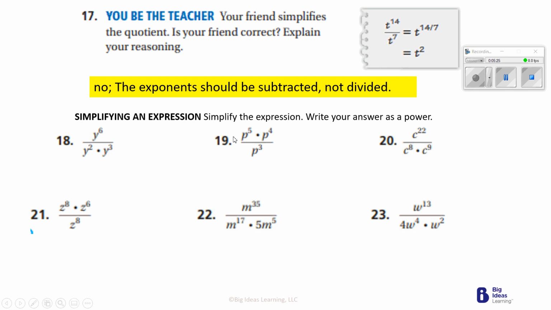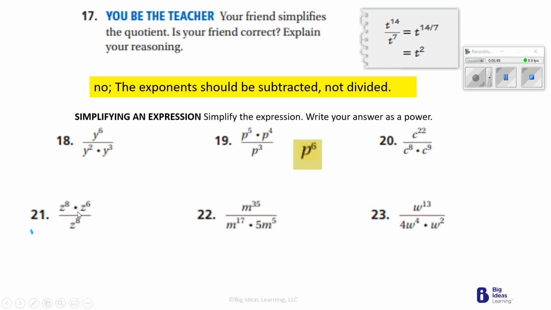All right, I've got number 19. It says, write your answer as a power. Well, remember when we multiply exponents with the same base, we add. So this would be 4 plus 5, which would make 9. And then when we divide it away, we subtract. So 9 minus 3 would be 6. This should be p to the 6th power.